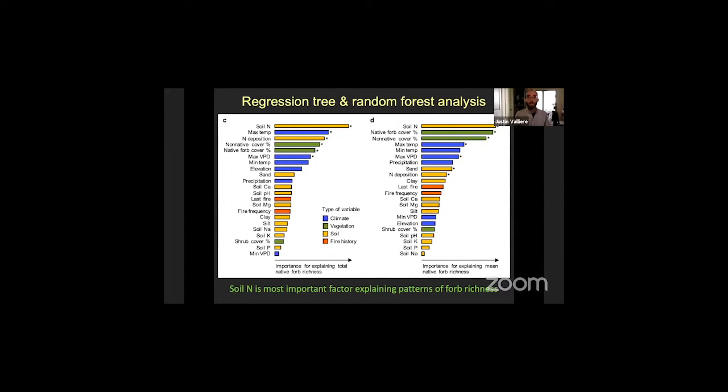And this is the output from that random forest model. So soil nitrogen, again, was the biggest or most important predictor of native forb richness. Other factors were significant though. So hotter and drier sites tended to have lower plant richness independent of nitrogen deposition. And then nitrogen deposition was also picked out in these models too. So yes, nitrogen deposition seems to be important, but other factors like aridity or non-native plant cover also have an effect and may interact with nitrogen deposition.